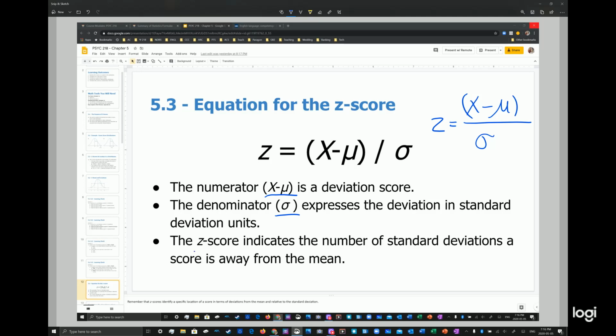And the Z-score, again, by definition, indicates the number of standard deviations a score is away from the mean. A positive Z value would be above the mean, and a negative Z value would be below the mean. Again, this is not a percentage, it's a location in number of standard deviations a score is away from the mean, above or below.